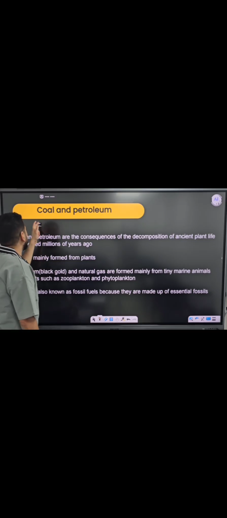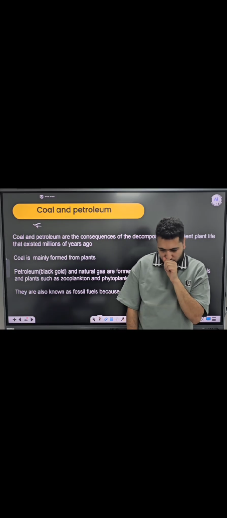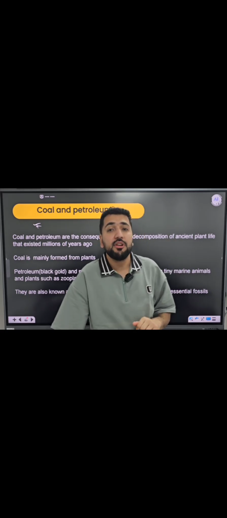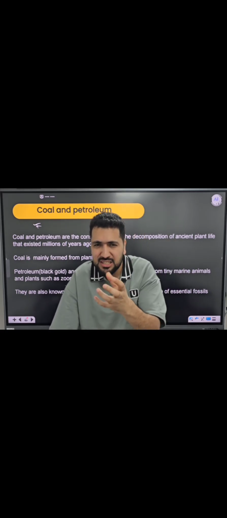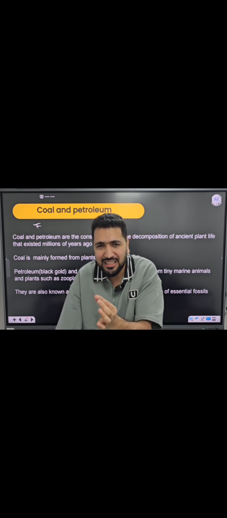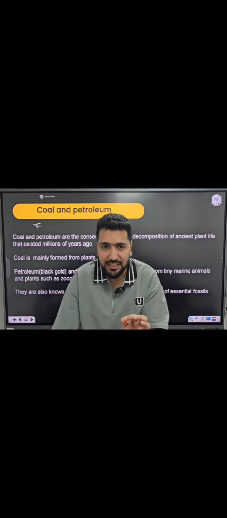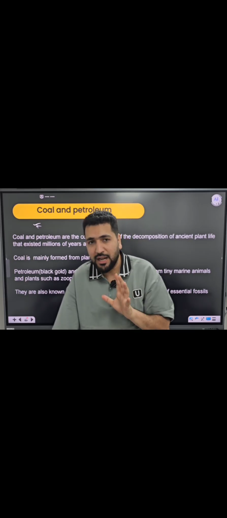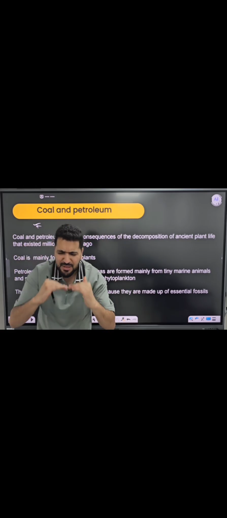Now there is one small topic that I will discuss. Very simple thing is this. Basically, when it comes to coal and petroleum, they were formed millions of years ago, right? When the plants and animals got buried deep inside the earth. The plants we call phytoplanktons, and the animals we call zooplanktons. So when these zooplanktons and phytoplanktons got buried deep inside the earth.